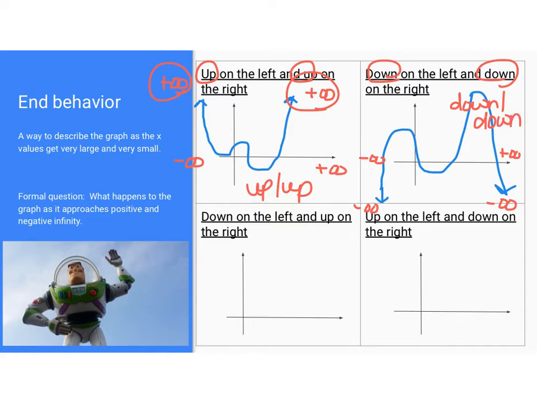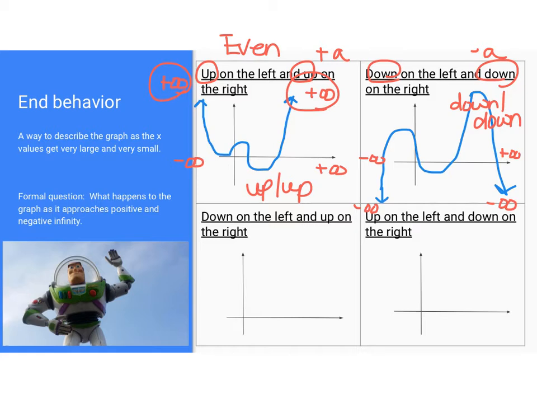Now these two functions happen when we have even functions, which we'll talk about. The difference is up, up happens when you have a positive leading coefficient of a, and down, down happens when you have a negative leading coefficient of a.